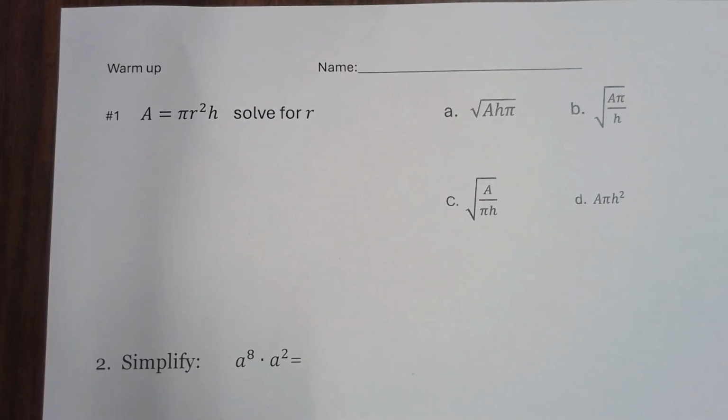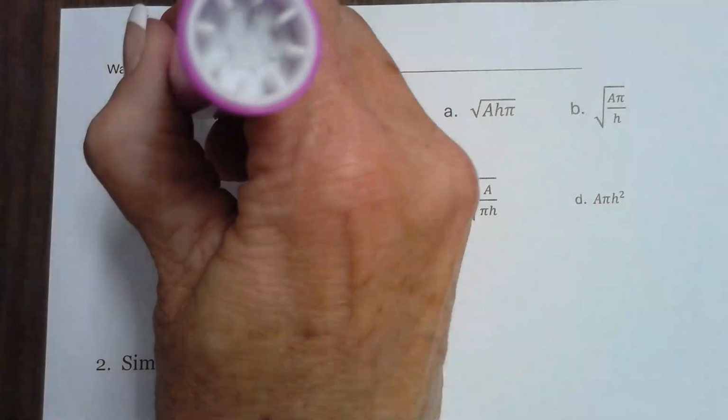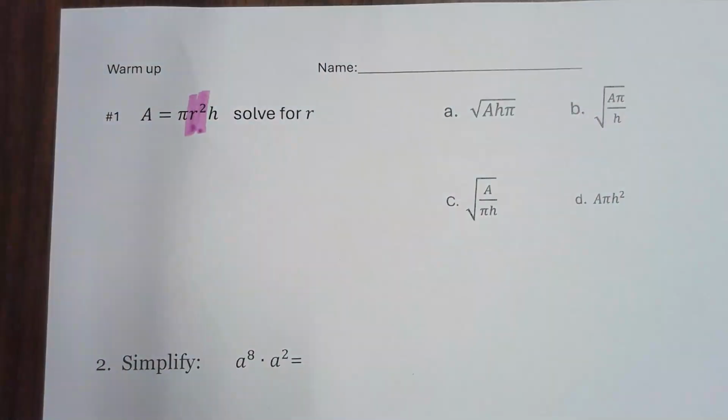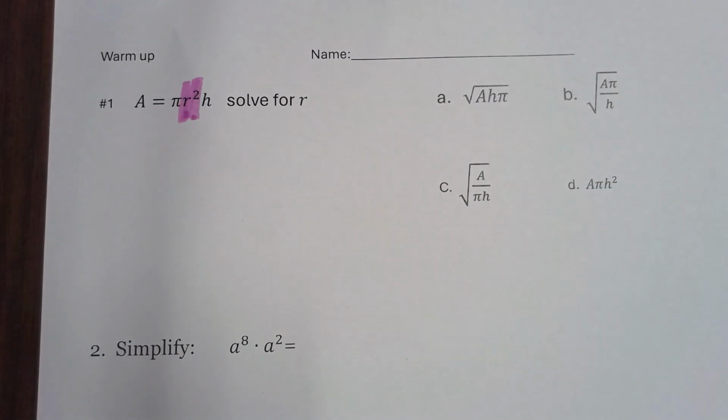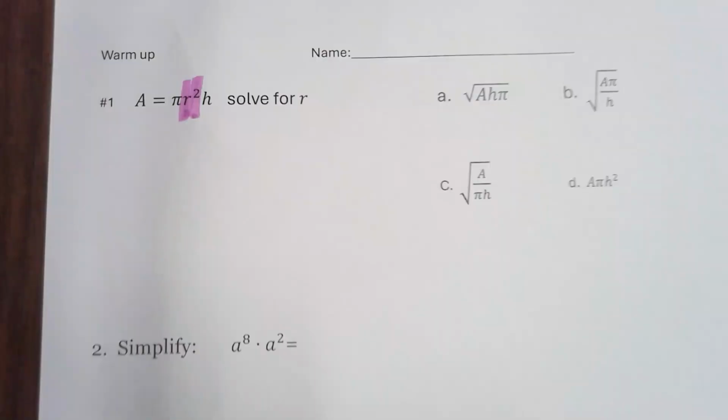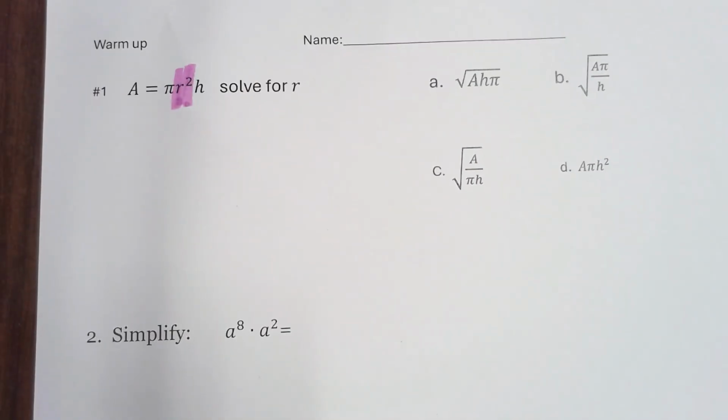Number 1 is very similar to yesterday's warm-up, the last problem. That was the mini lesson. We are supposed to be solving for R, and we want R to stay put, and we want to move everything else. Now, when we look at the R, we realize there's a square on it, so at some point we're going to have to fix that, but we don't do that right away.